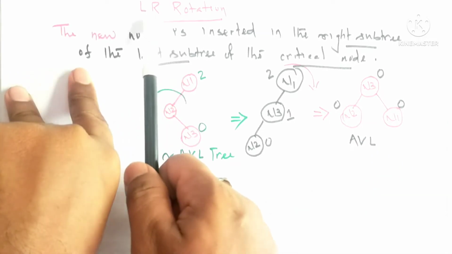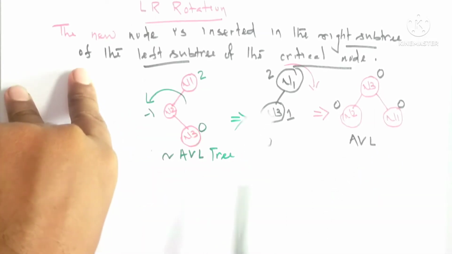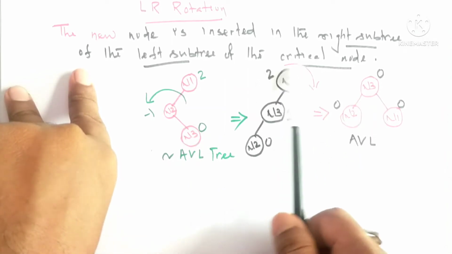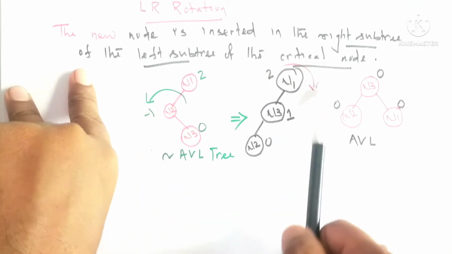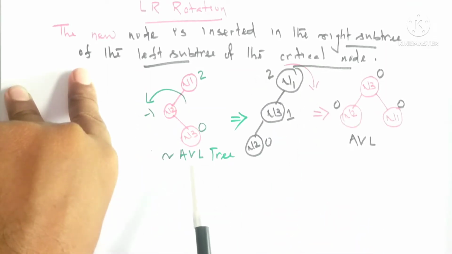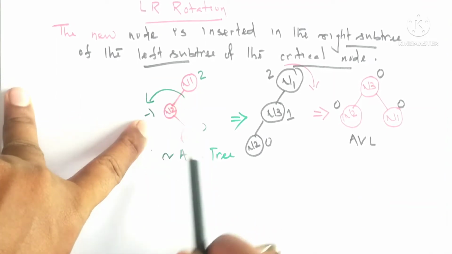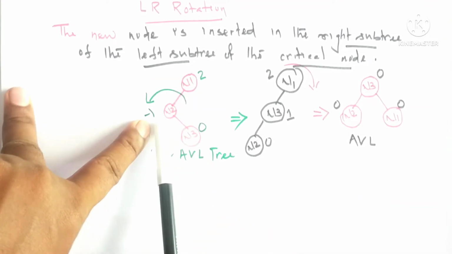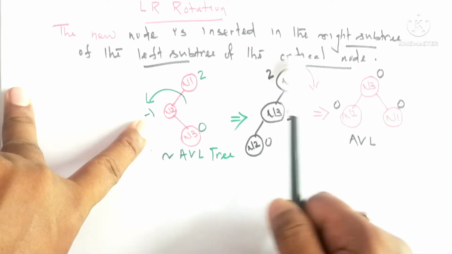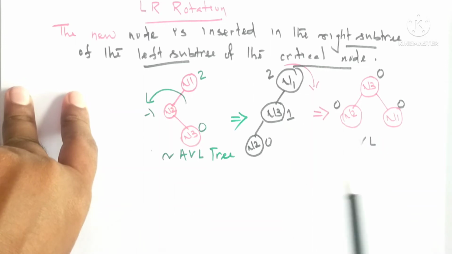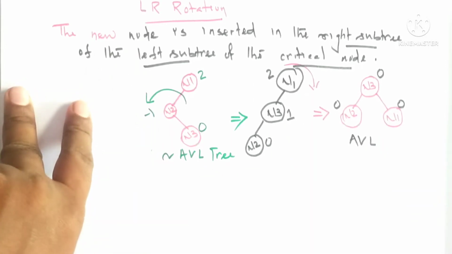So in your LR rotation, you are doing two types of rotation. Double rotation you are applying. One is anticlockwise, another is clockwise, to make a non-AVL tree into an AVL tree. So be careful, we are applying the first rotation just below the critical node, and another at the critical node to convert your non-AVL tree to an AVL tree in case of LR rotation.